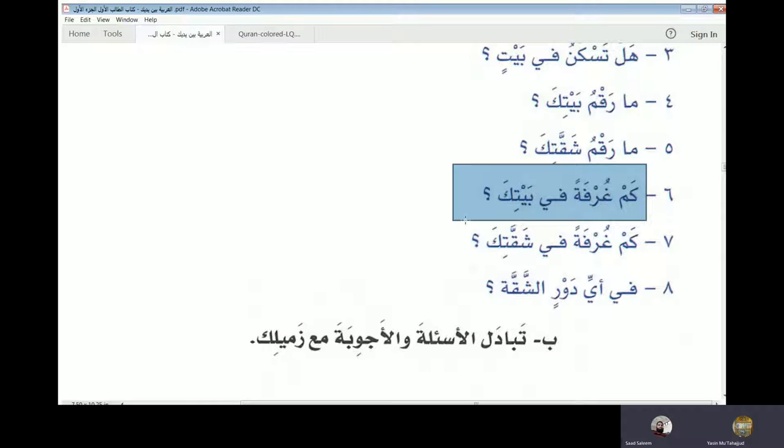Let me see how to word it. Could I just say, fi baiti khamsu ghurafin? Yes. Fi baiti khamsu ghurafin. Remember that from 3 to 10, counting follows the rules of mudaf and mudaf ilayh. The rules of mudaf and mudaf ilayh are applied on counting from 3 to 10. Fi bayti khamsu ghurafin.